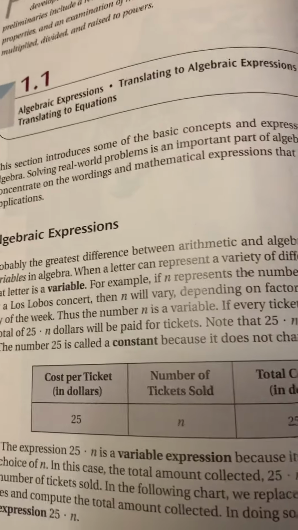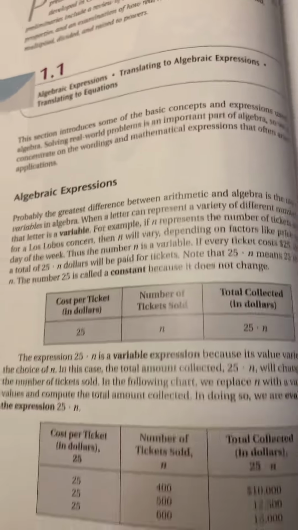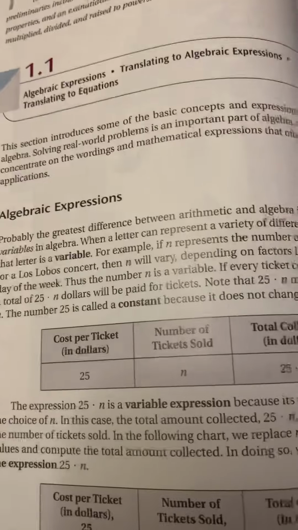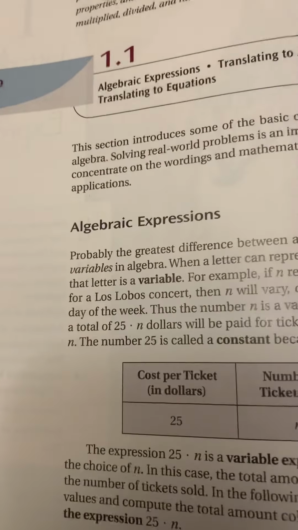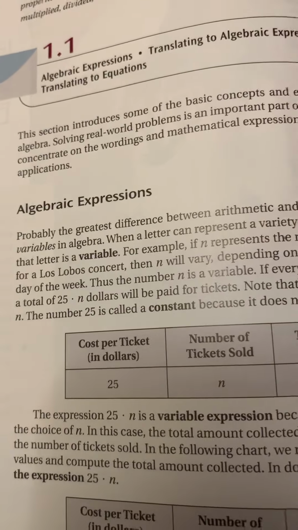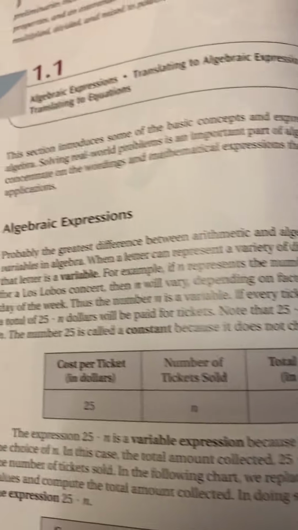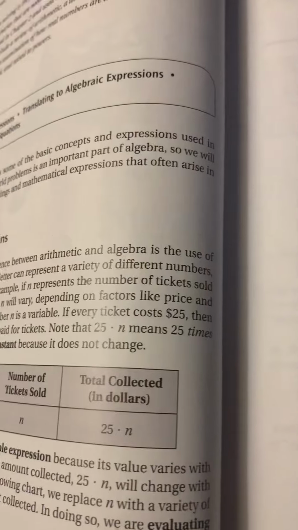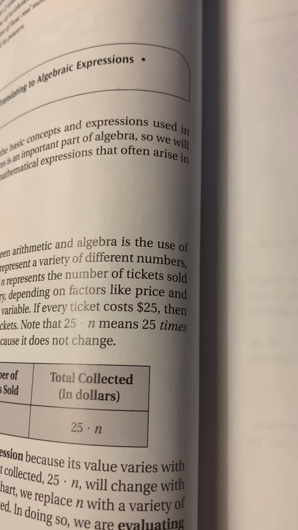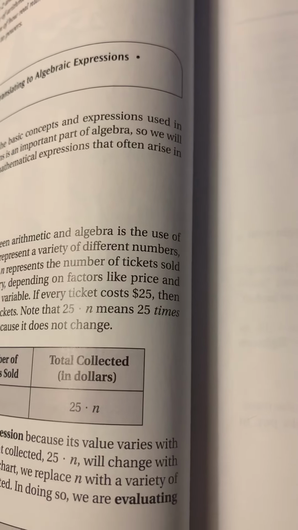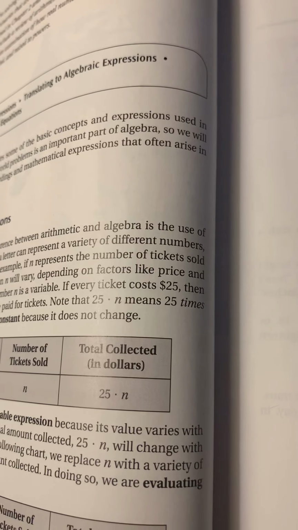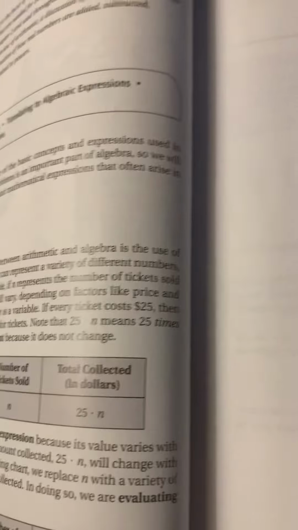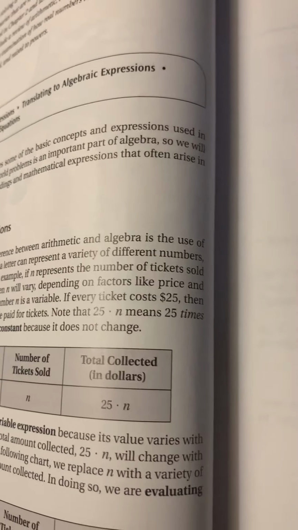Then we have a constant. A constant is something that doesn't change. It's just like the English word constant, meaning it stays the same. So here it says the number 25 is called a constant because it does not change. Let's go back. What is 25? If every ticket costs $25, that's the constant, 25. That means it's not going to change. It doesn't matter what day of the week, it doesn't matter what time it is, the ticket price has been determined that it is $25.